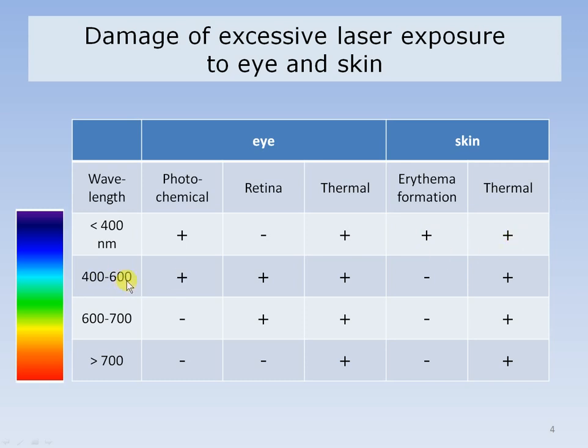In the blue-green region, there is also a possibility for damaging the retina, because the retina is sensitive for the colors, but erythema formation is not present anymore. In the yellow-red region, no photochemical damage anymore, but retinal damage can occur, and also thermal damage. And for the infrared, thermal damage on both eye and skin can be present.